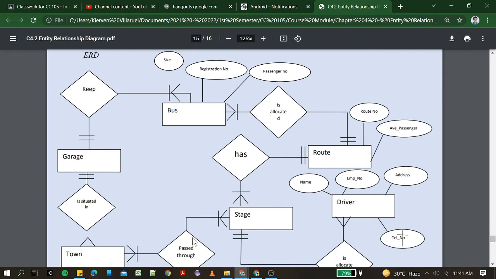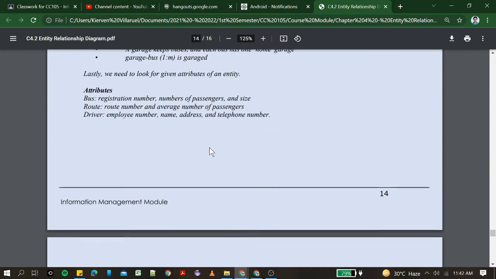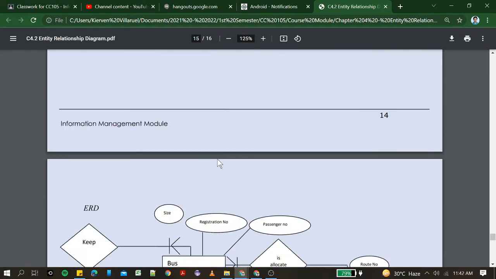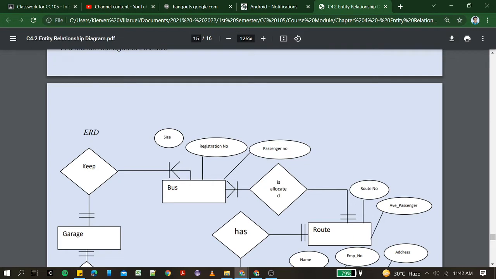Okay. Saan tayo magsisimula? Bus. Nasaan yung bus? Ito yung bus. A bus. Ito yung kanyang mga attributes. We have the registration number. Ayaw gumana ng mouse ko. Okay, ito na siya. So, sa bus, we have the registration number, passenger number, and the size.